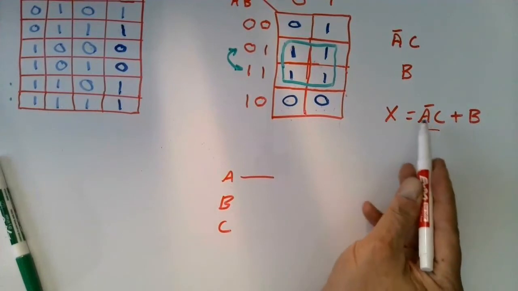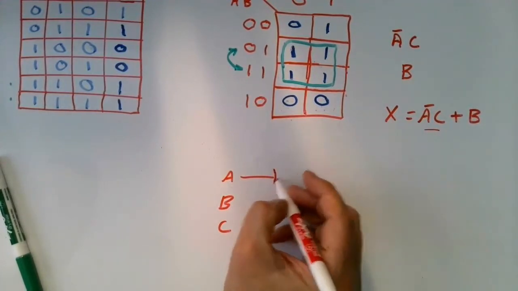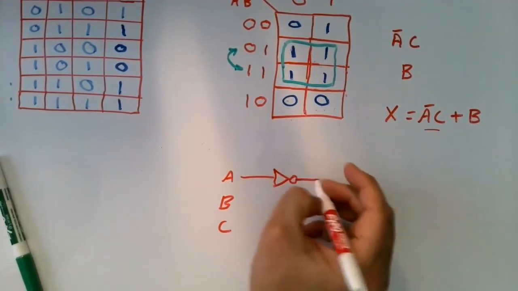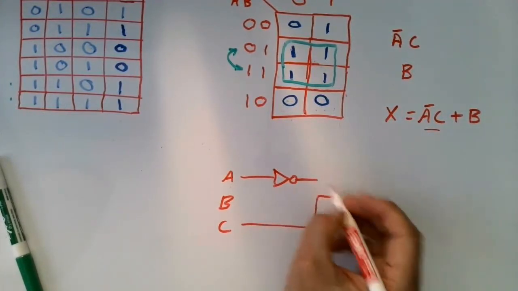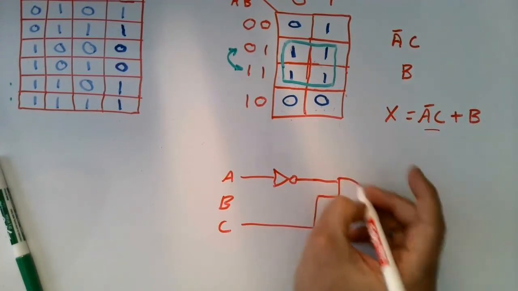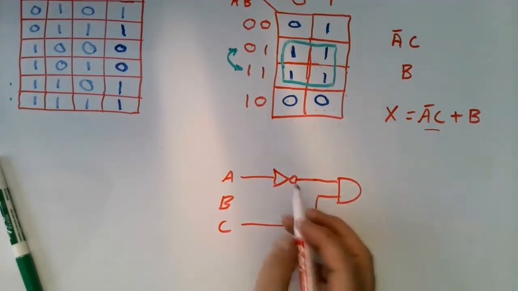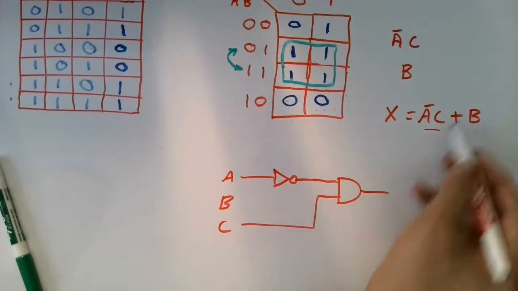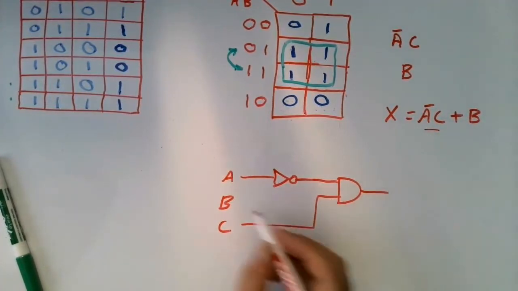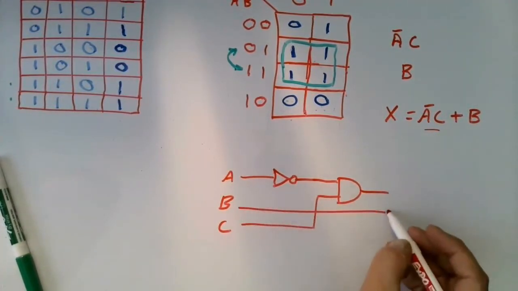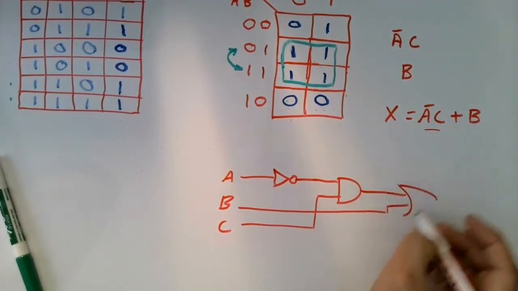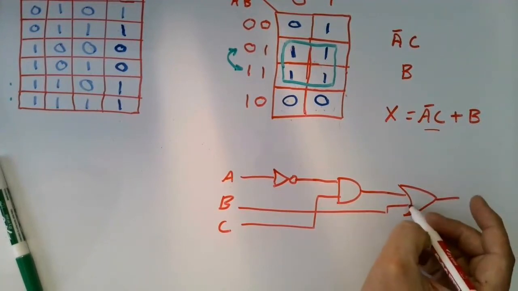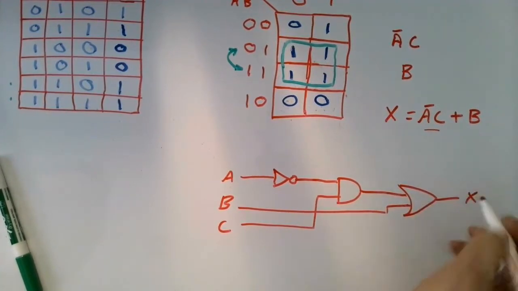Now right away we can see that A is inverted, so we have to add an inverter there to create the A naught term. And it's ANDed with C. So I'm going to bring this up here and AND those two terms together. Now B needs to be ORed with that. So I'm going to draw this all the way over here, and we're going to OR those terms together. And that should be our final circuit.